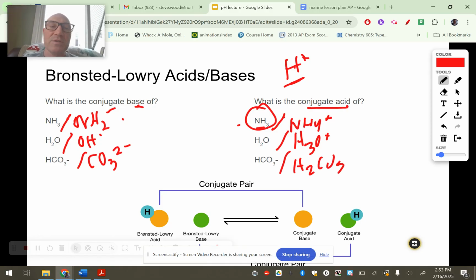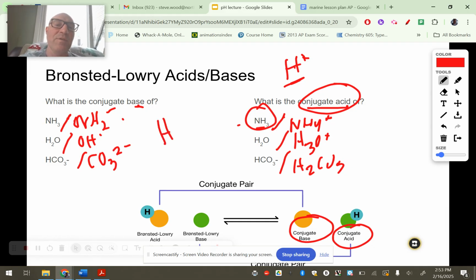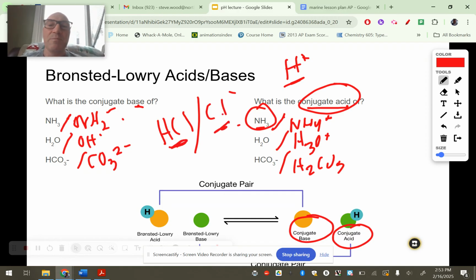So what you should be able to do is look at something and tell whether or not it's losing or gaining H's. Remember that acids are losers, bases are gainers. And also the conjugate just tells you it's on the right-hand side. So these are all conjugates because they're on the product side. And the pairs match up. For example, HCl matches up with Cl minus. This is the acid and this is its conjugate base. And that's how you figure that out.